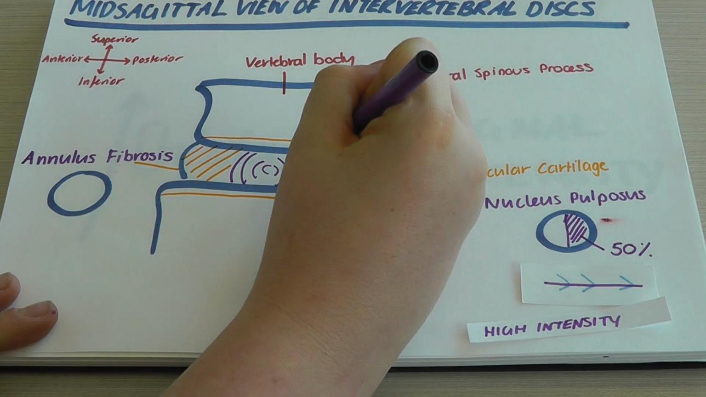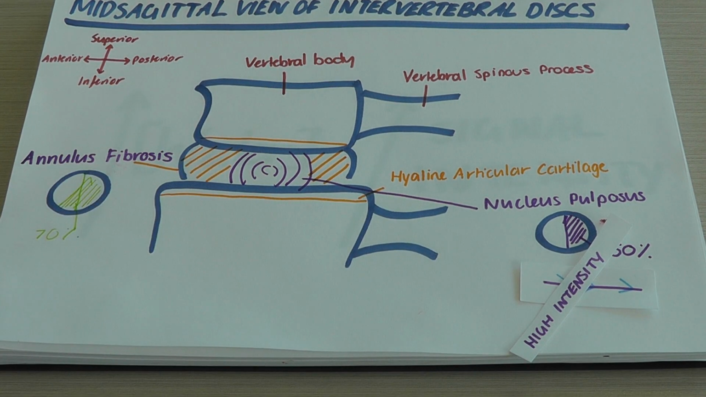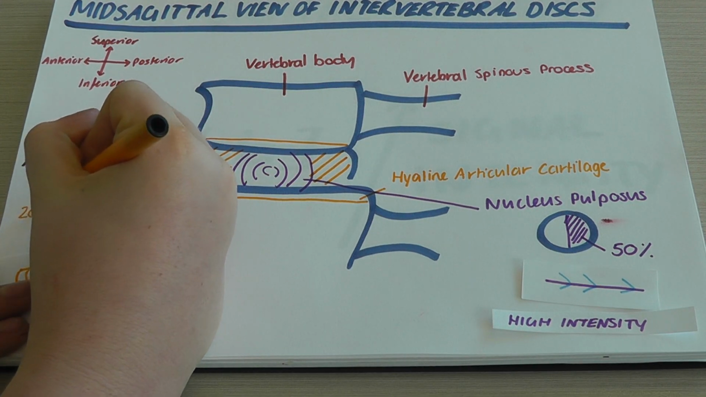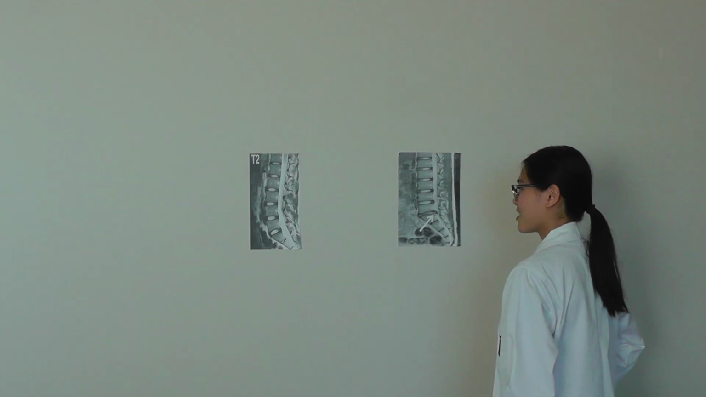The annulus fibrosus dry weight is composed of 70% collagen and only 20% proteoglycan, therefore containing a moderate water quantity. This low water quantity compared to the high collagen composition portrays an intermediate signal intensity in a T2 MRI. But is this the best modality?